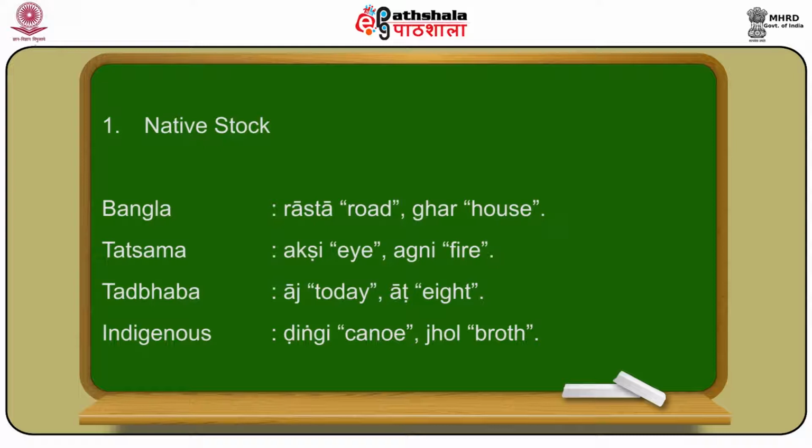This includes, I am giving some examples, some native Bangla words, say Rasta, Ghar, or Tatsama words, Oksi, Agni, or Tadbhava words like Az or Art, or indigenous words like Bingi, Jhol, Dheki, or something like that. So these words actually fall in the category of native stock.